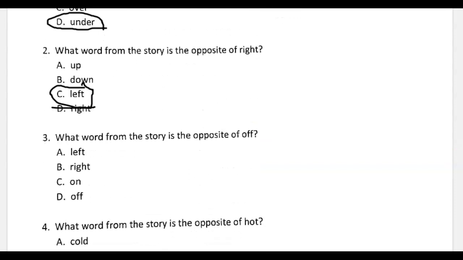Number 3. What word from the story is the opposite of off? So let's take away the word off since we're looking for the opposite. So our choices we have left are A, left, B, right, or C, on. So the opposite of off. So if we turn something off, what's the opposite of it? We turn it back on. Very good. So which one says on? A, B, or C? C, on, is the opposite of off.